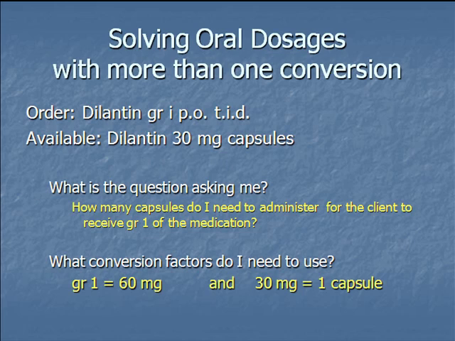Sometimes you might have to solve oral dosages that use more than one conversion. An example would be if I had an order of Dilantin, grain 1, by mouth 3 times a day. We have available Dilantin 30 milligram capsules. We first ask ourselves what we have to do here.